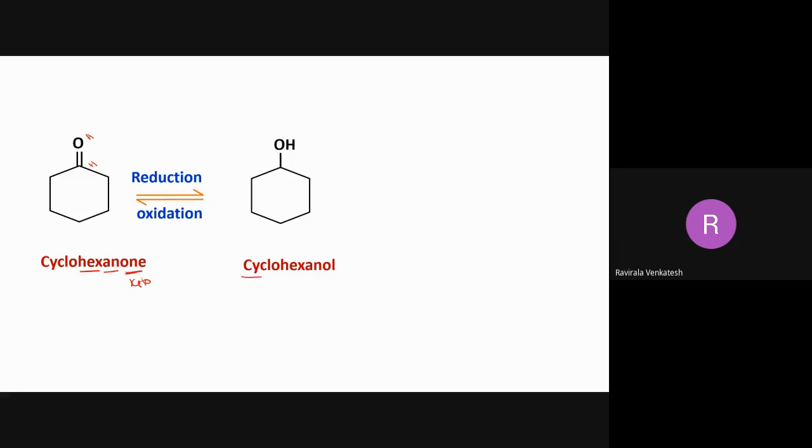Now again, a closed ring. 6 carbons are there. Between carbons, a single bond is there. Ol because there is an alcohol. So cyclohexanol will come from cyclohexanone. So conversion of cyclohexanone into cyclohexanol is by which reagent? Reduction reaction, the reverse process of oxidation.